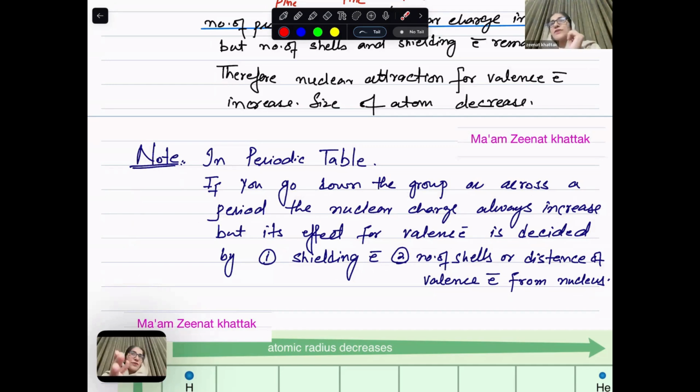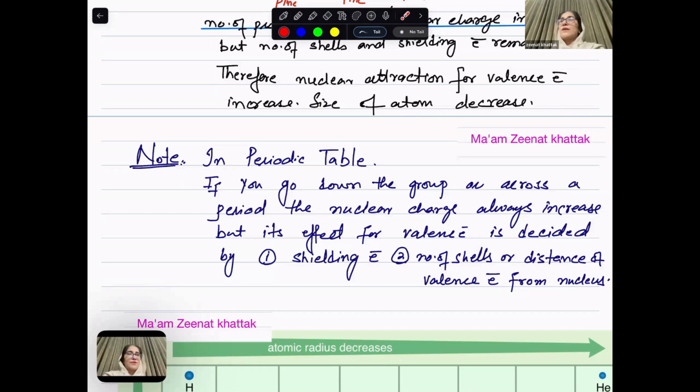Down the group, proton increase; across a period, proton increase; but the effect of the proton for the valence electron is decided by the shielding electrons, right? So if the shielding electrons increase, they balance the nuclear attraction. They cancel out. The nuclear attraction for the valence decreases because the valence gets far. And across a period, proton increase, the shells are same, the shielding are same. Therefore, the nuclear attraction for valence increases.